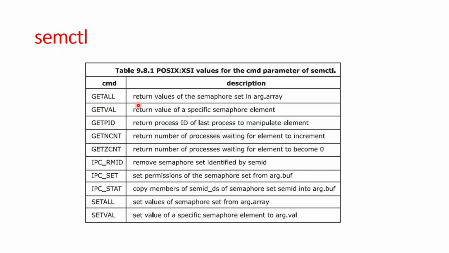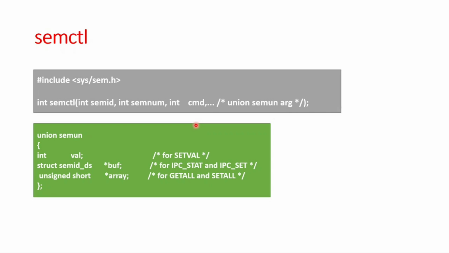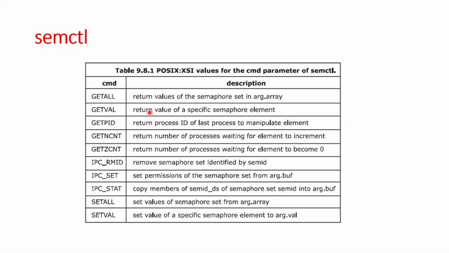Okay, so with GETALL, I should be able to return the values of the semaphore set in the arg.array, which is mentioned in the union, right? As specified, the GETALL and SETALL commands make use of this. Then GETVAL returns the value of a specific semaphore element. Okay, I'm not talking about the entire semaphore set, but within a semaphore set we have multiple semaphores, right? So I should be able to return the value of a specific semaphore element using the GETVAL command.